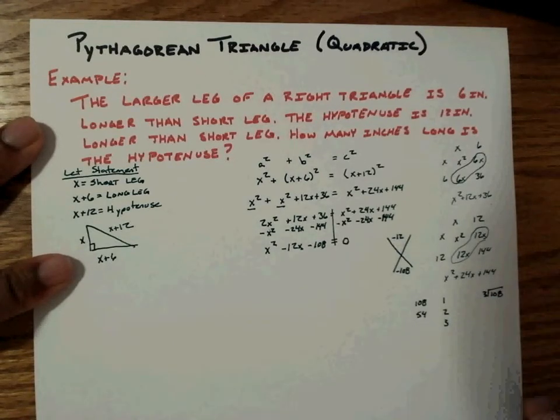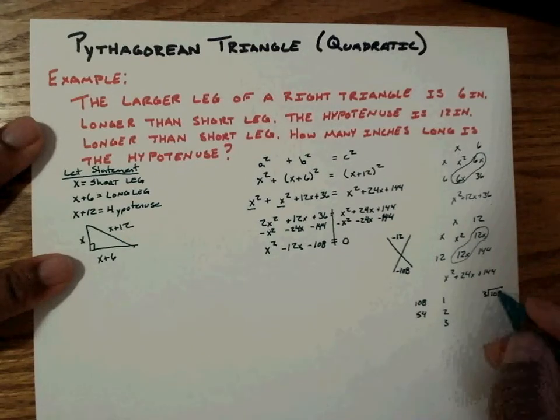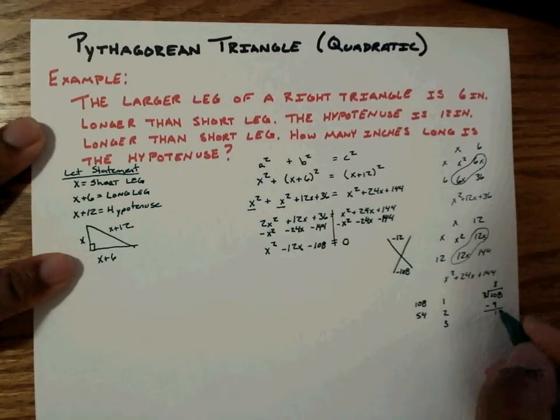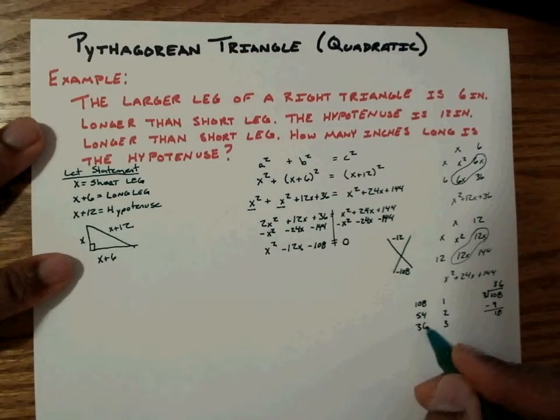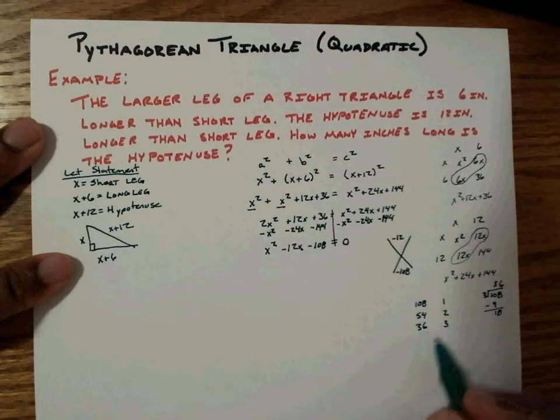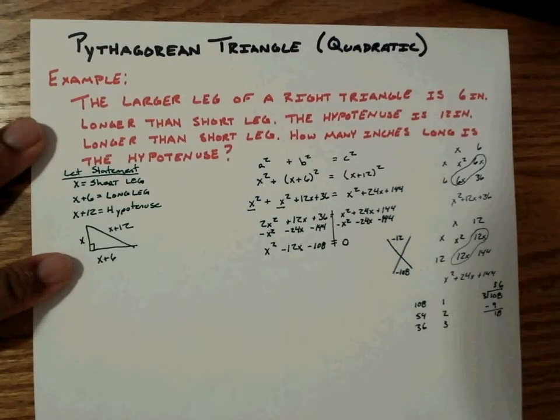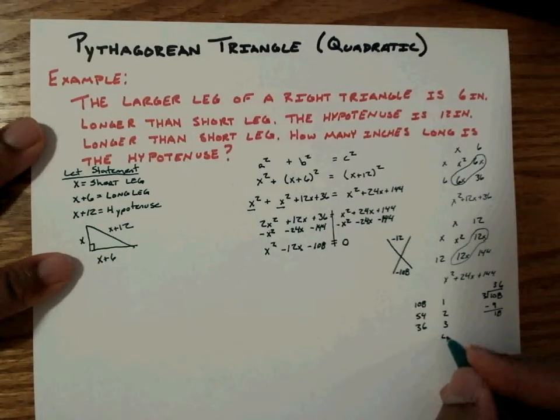So I'm going to do some real division real quick. So 3 into 10 is 3 times. We get 9, subtract, 18, 6. So we get 36. But if we add these together, we get 39. If we subtract them, we get 33. Neither one is 12. So let's try 4.